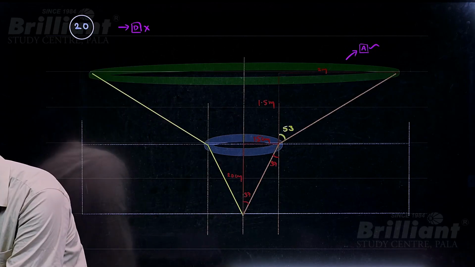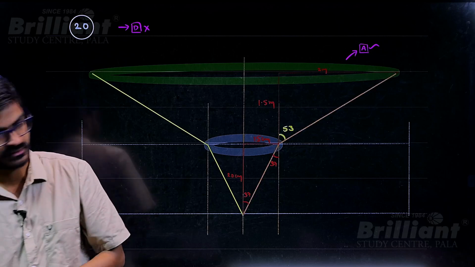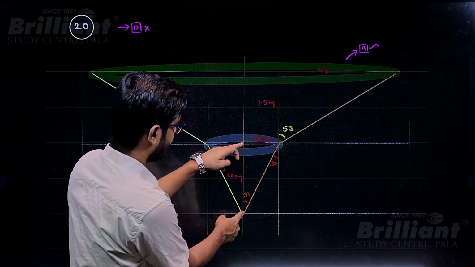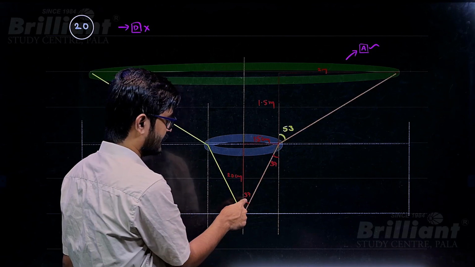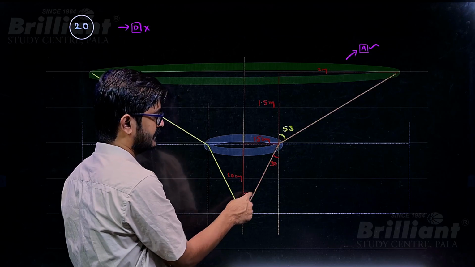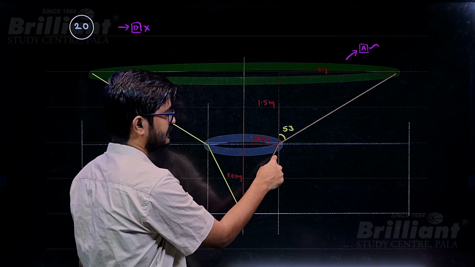If the radius of the ring is 15 centimeter, what is the radius of the shadow formed? This height is given 20 and this radius is given 15. So from there you can calculate this angle is 37. If this angle is 37, this will be 37. So the angle of incidence is 37.